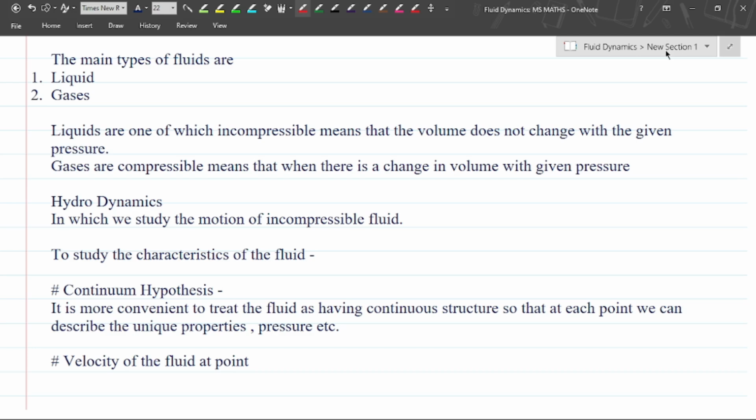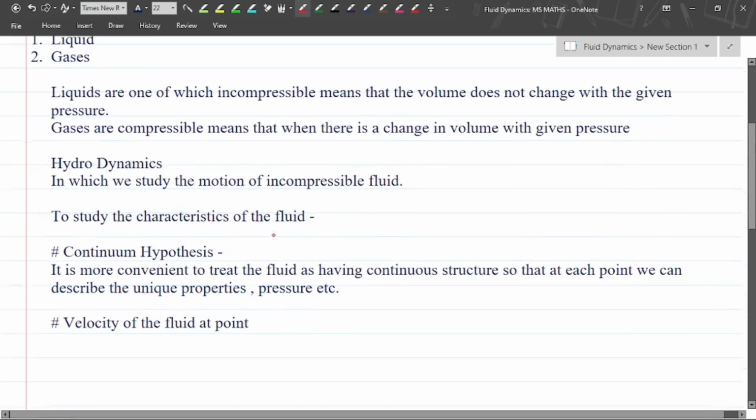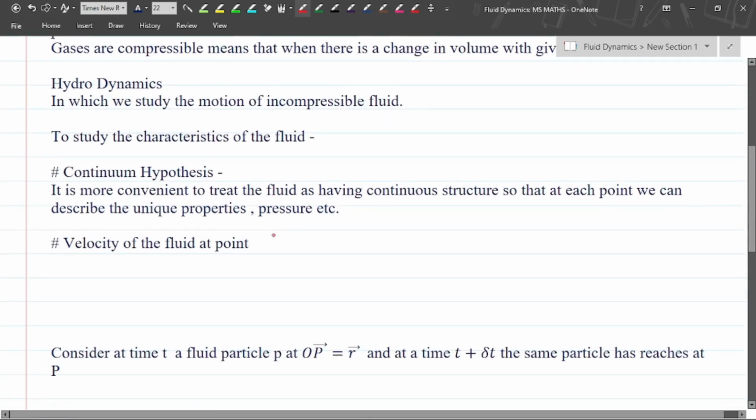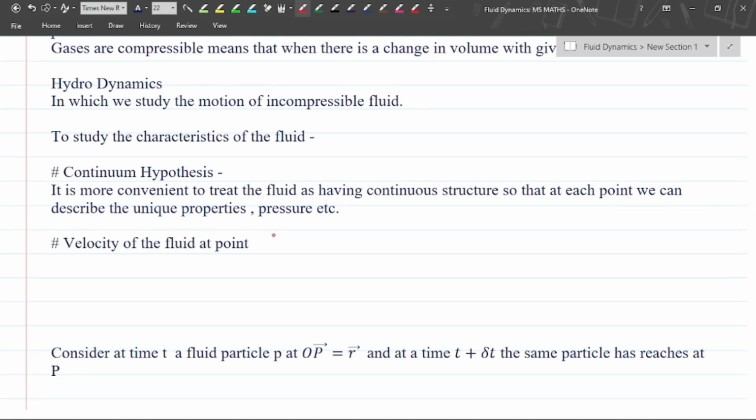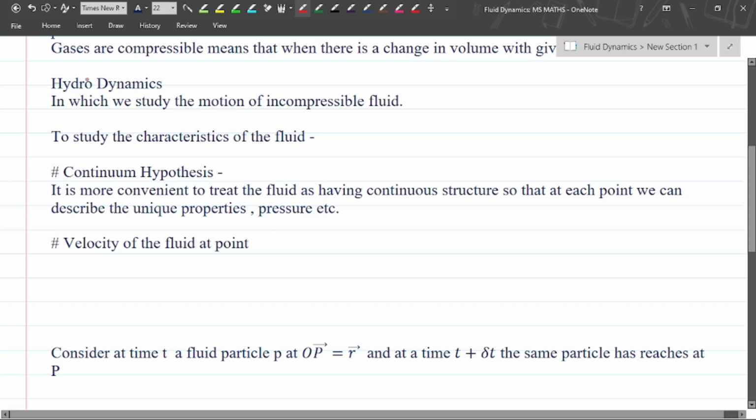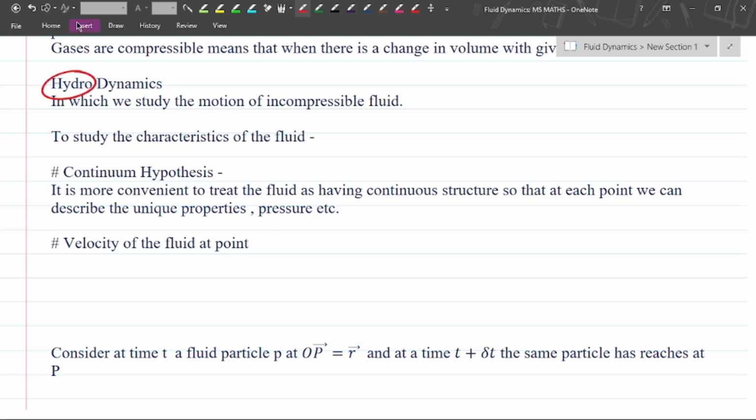Now we'll discuss the continuum hypothesis of the fluid. That will be an important part in our discussion. Before going to that, there is another section in fluid dynamics, that will be hydrodynamics. Basically, in which we study the motion of incompressible fluids. Basically, it is related to liquids.